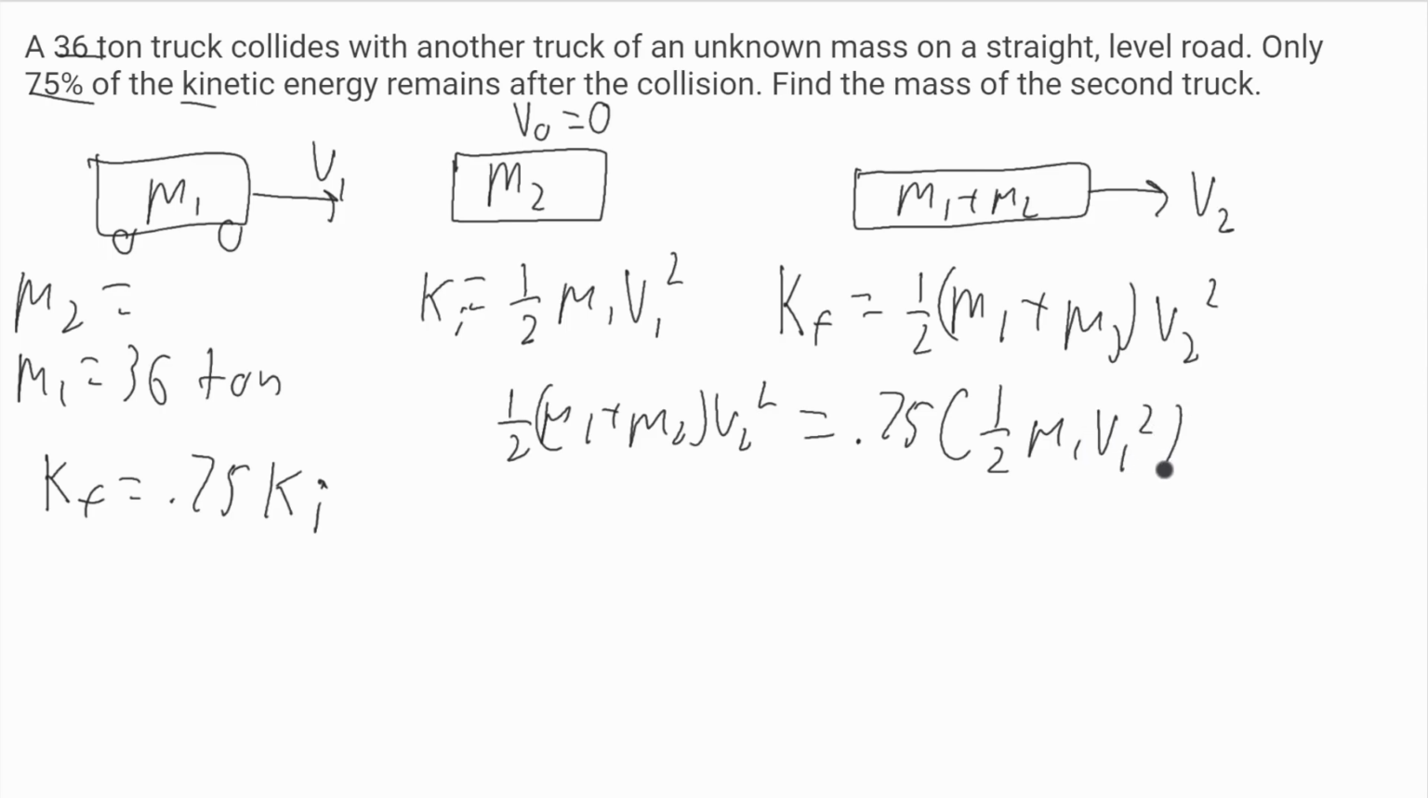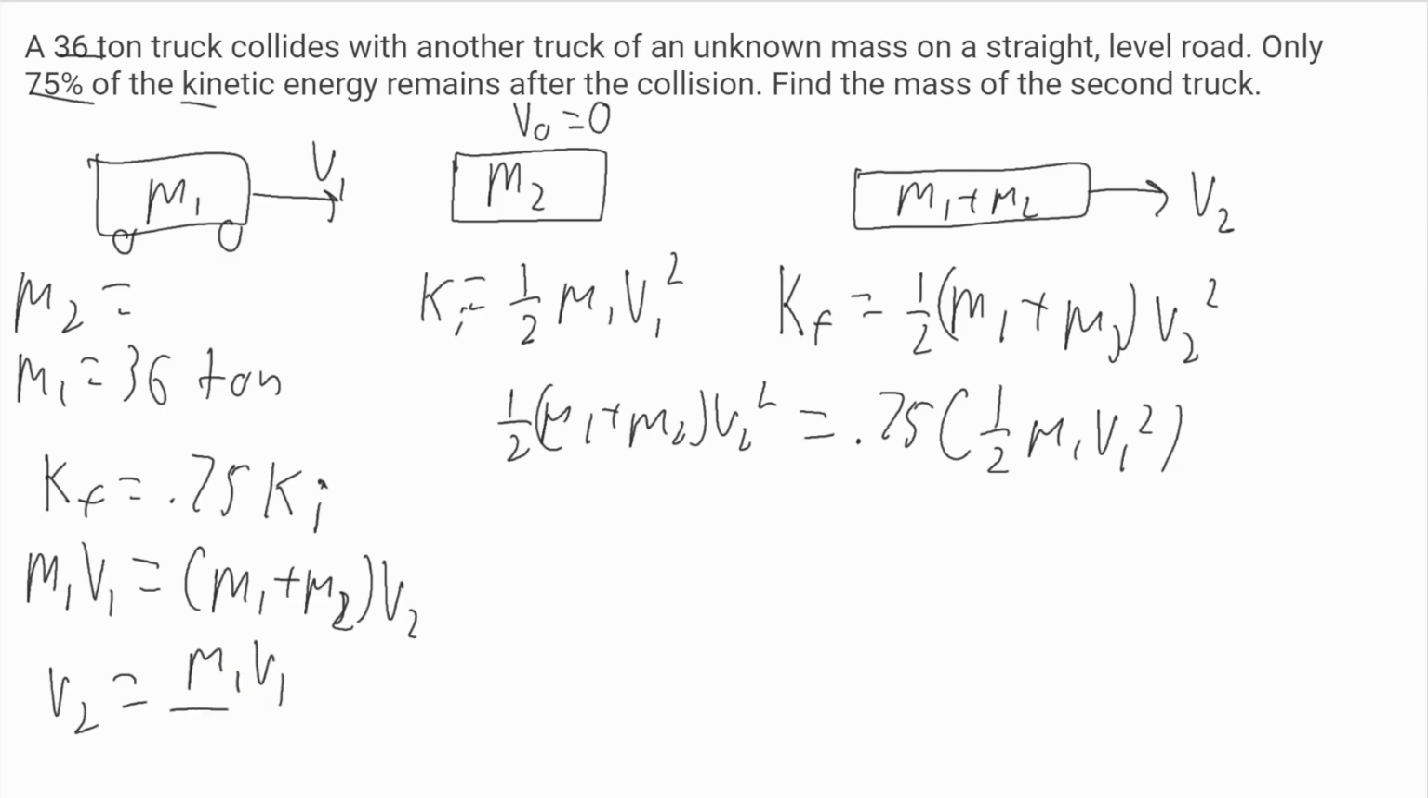Now I have to use conservation of momentum to finish this problem. There will be momentum before the collision. It'll just be the mass of the first object times its velocity. This will be equal to the mass of the objects put together, which will be m1 plus m2, times their new velocity, which will be v2. I'm going to solve for v2. v2 will be equal to m1 v1 over m1 plus m2.